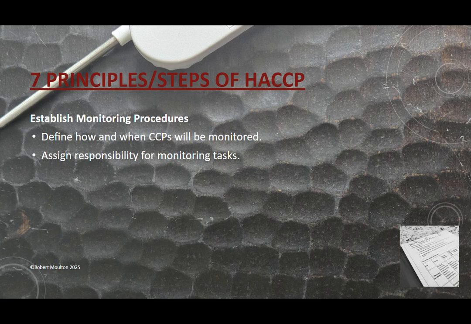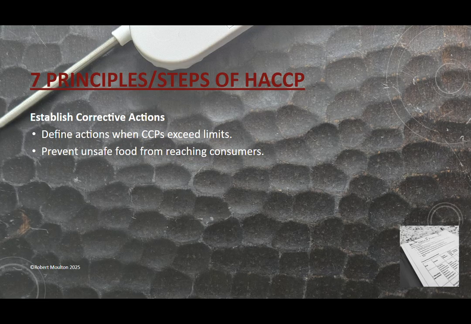Next is establishing monitoring procedures. Monitoring activities are put in place to ensure that each critical control point stays within that critical limit. So now we have diseases, we don't want them, but how many are we going to allow before we realize we have to take action? So the control point is diseases, the limit is how many are we going to allow, and the monitoring procedures is how are we going to keep an eye on this? Then, establishing corrective actions.